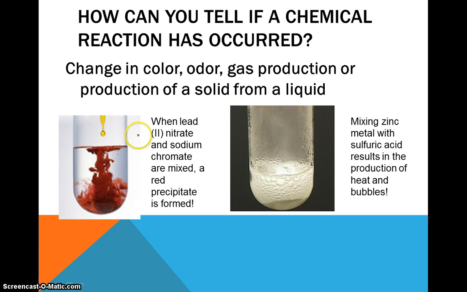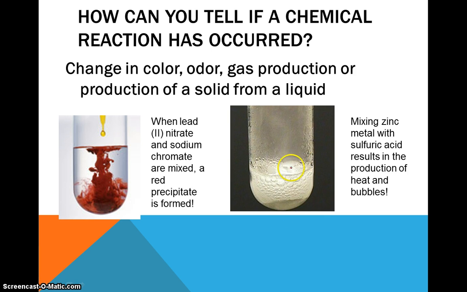So this first picture is showing us the production of a solid from a liquid. We've got lead nitrate and sodium chromate that are reacting to make this red precipitate that looks like a cloud. You know it's a solid because if you let it settle, all the solid particles would be at the bottom of the test tube. Aside from seeing a solid forming, we also have a color change from yellow to clear to red. So those are two signs of a chemical change.